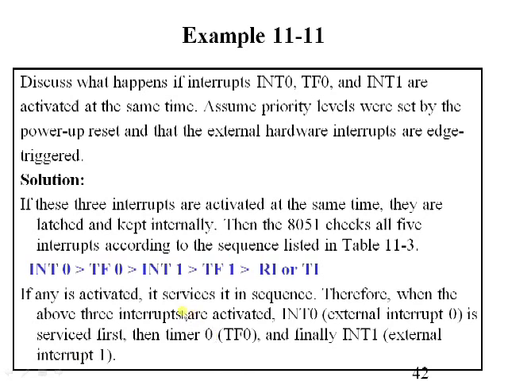We have to access the IP register, and here let us go with an example and discuss what happens if interrupts INT0, TF0 and INT1 are activated at the same time. Assume priority levels were set by the power-up reset and the external hardware interrupts are edge triggered. If these three interrupts are activated at the same time, they are latched and kept internally. Then the 8051 checks all 5 interrupts according to the sequence listed below. It receives all those interrupts, but it will provide service to the interrupt which has the highest priority. As you can see, INT0 has the highest priority, so it is serviced first, and then TF0 and then INT1.